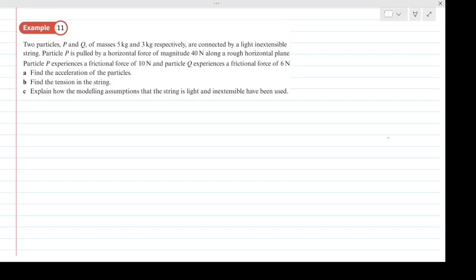So firstly, we've got these particles P and Q. Again, you can think of it as a car and a trailer like last time. But it's on a rough horizontal plane. So again, it's horizontal like this.